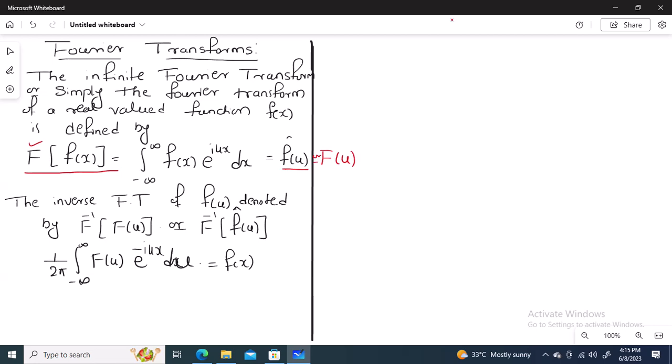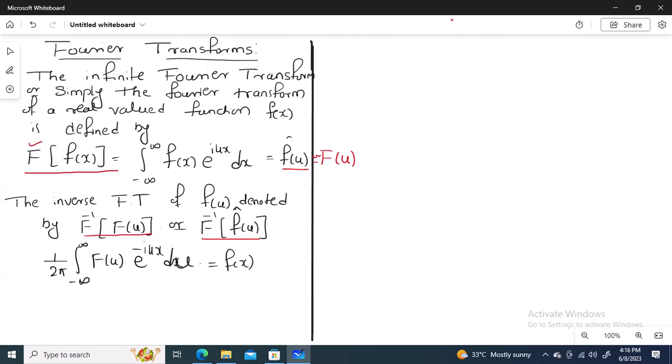So that is the Fourier transform. Now the inverse Fourier transform. If we want to find the inverse Fourier transform, how do we do that? The inverse Fourier transform of f of u is denoted by F inverse of f of u, or F inverse of f cap of u. This is small f and this is capital F. Both are the same. Since some textbooks refer to f cap of u and some refer to F of u, I have written both.